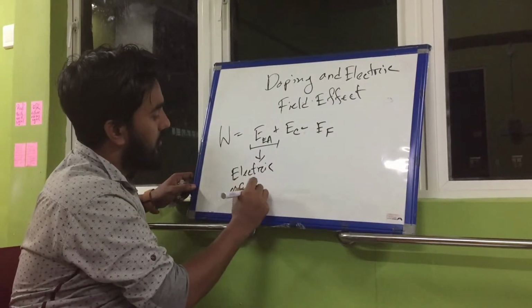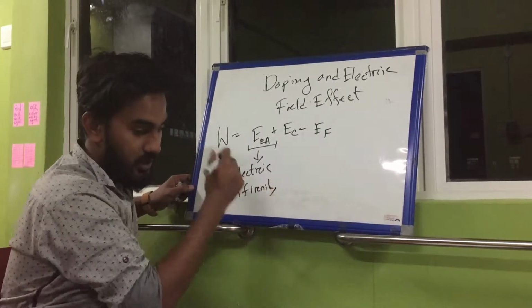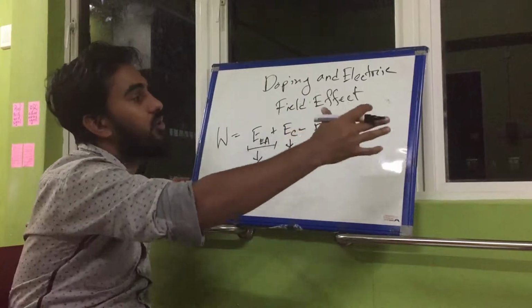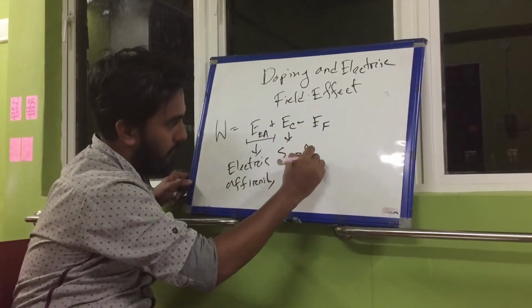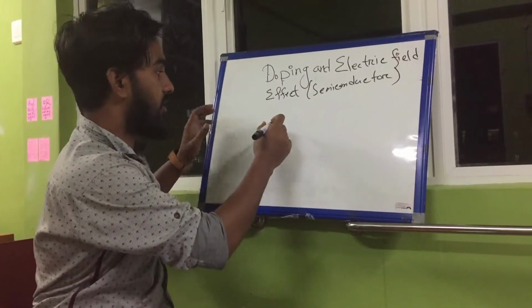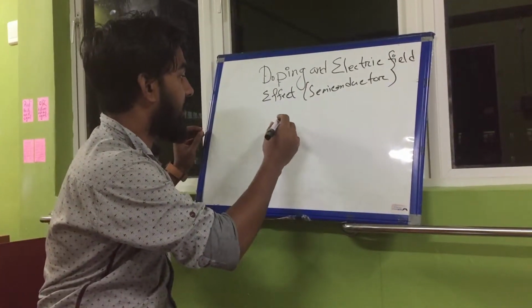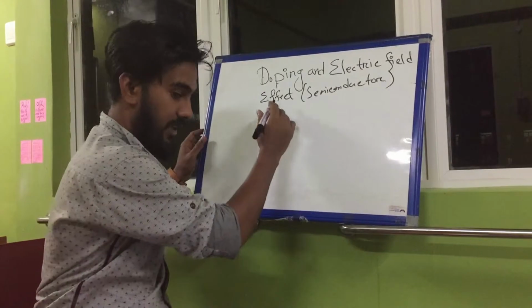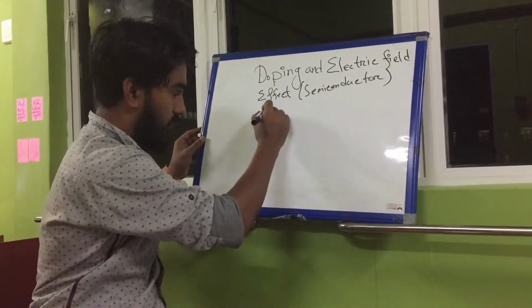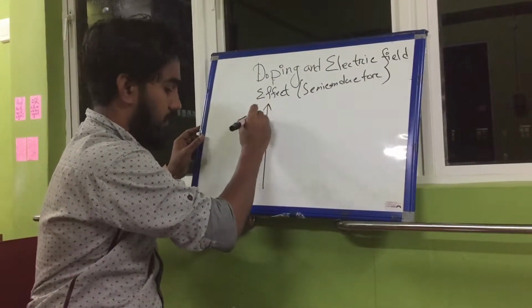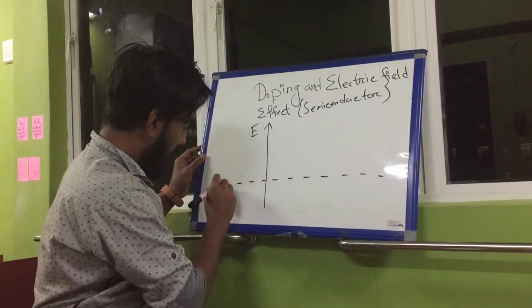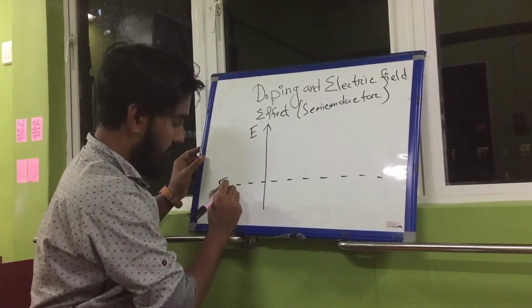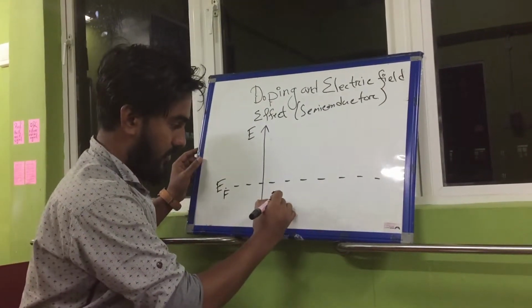So this is a very important term which is called electron affinity. Then EC is the surface. After that I will show a diagram that will explain it clearly. I will draw a diagram that will explain what the work function is exactly. So this is E, here we know that it is Fermi energy. This is EV.